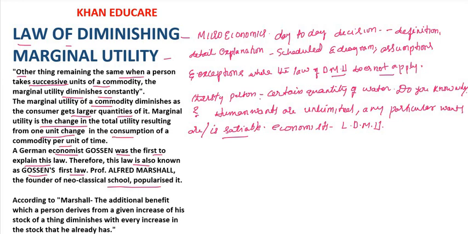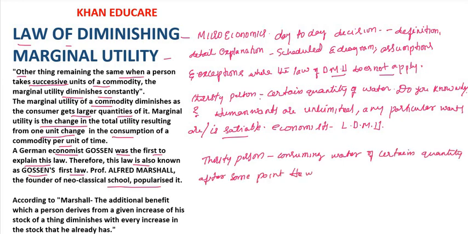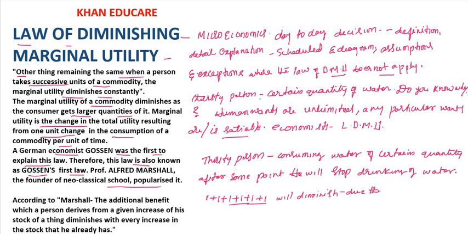Here we come to the example: a thirsty person consuming water of a certain quantity. After some point he will stop drinking water. When he drinks the first cup of water, he will get more satisfaction, and after that he will get more satisfaction, and after some level his utility from consuming more and more units of water will diminish due to the satiable nature of a particular commodity in a particular period.